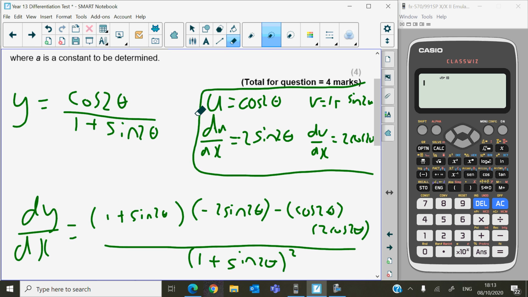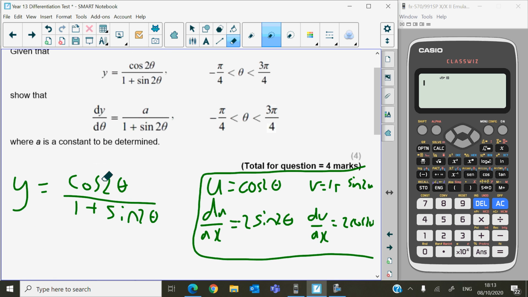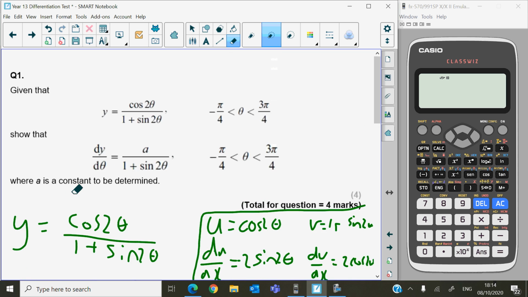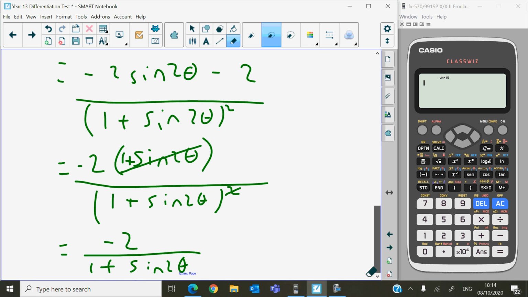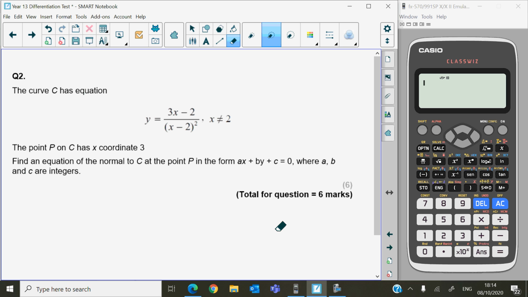because I can't see anywhere else I can go with that, the answer said that we wanted dy by d theta. I think I've put d theta, I've written dx. That's just d theta. As a over 1 plus sine 2 theta, where a was some constant to be determined. We've done it. We've written it in the form, a being minus 2 over 1 plus sine 2 theta, as required. Job done.